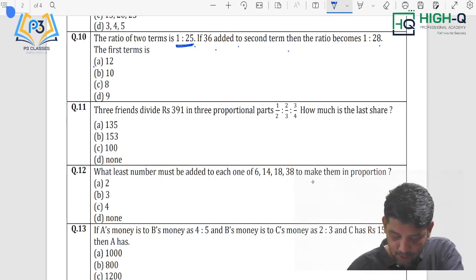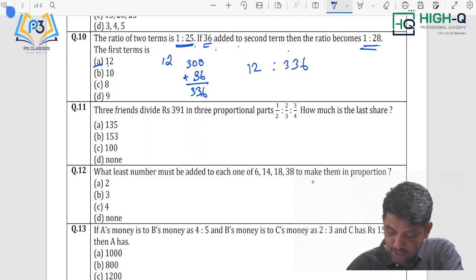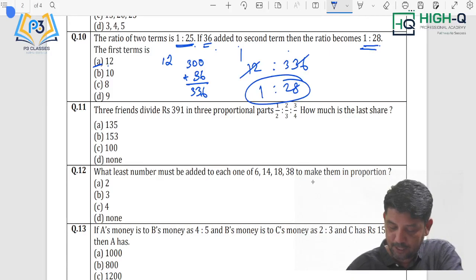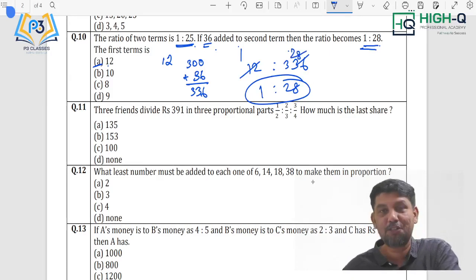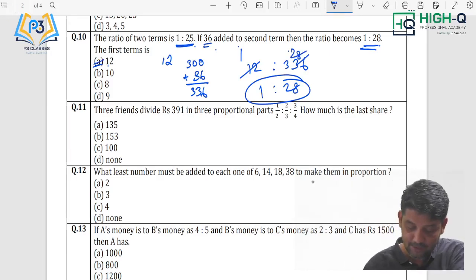For example, the first term is 12. The second term must be 25 12s, which is 300. Yes. If I add 36 to it, I am getting 336. Now the new ratio becomes 1 is to 28. 12 is to 336 is nothing but 1 is to 28. If you want to simplify, you can simplify it. 28 12s are 336, so 1 is to 28. We are getting the answer. So 12 is our answer.